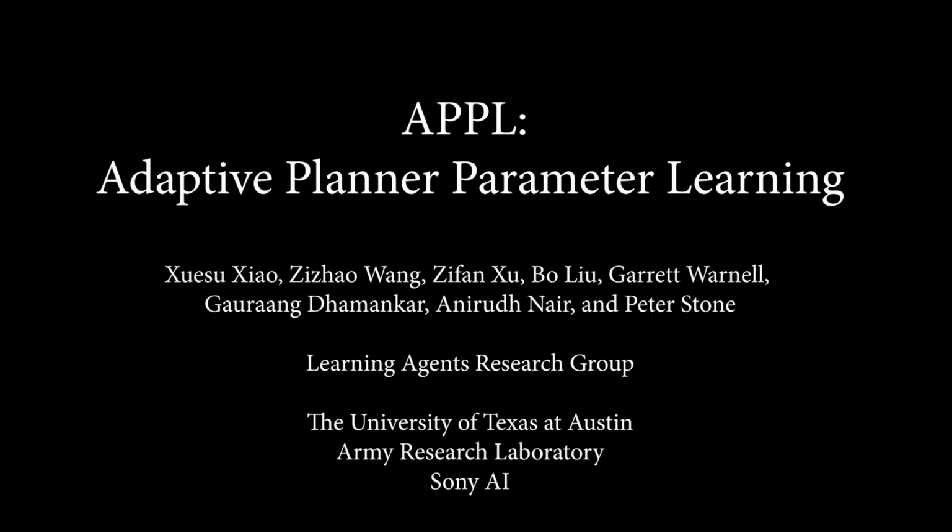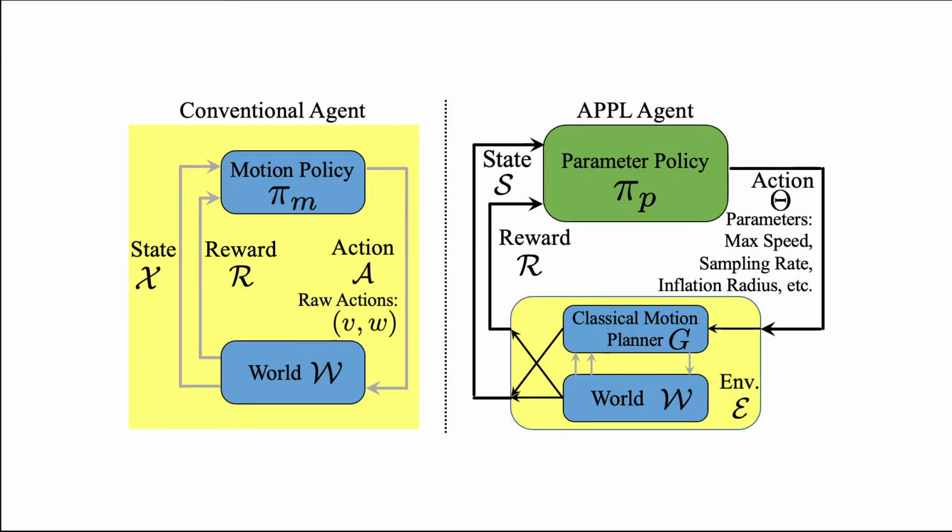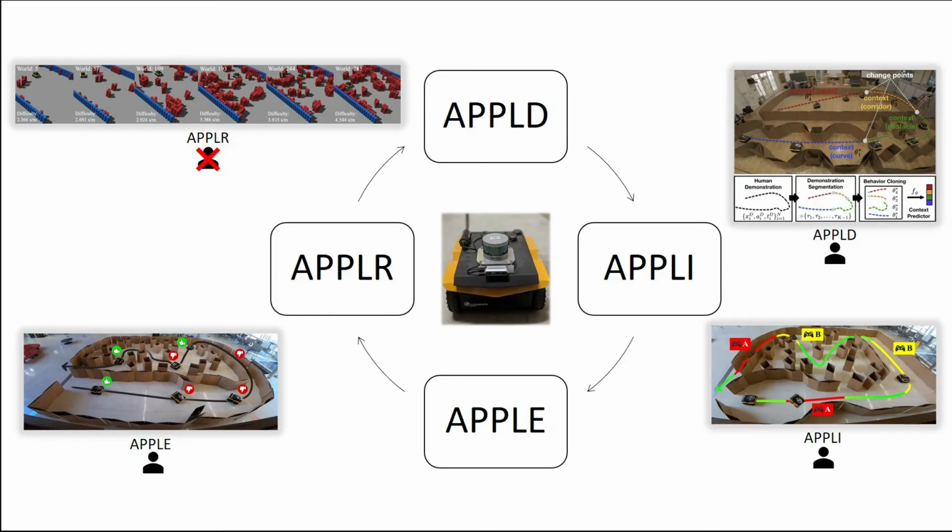This video presents APPL, Adaptive Planner Parameter Learning, from the Learning Agents Research Group at UT Austin. In contrast to learning a conventional end-to-end motion policy that directly issues raw actions on the real world, APPL treats a classical motion planner as part of the environment and takes actions in the planner's parameter space. In this work, we present 4 individual APPL methods, from demonstration, interventions, evaluative feedback, and reinforcement, which are also combined to form a cycle of learning scheme to continually improve navigation across different deployments.